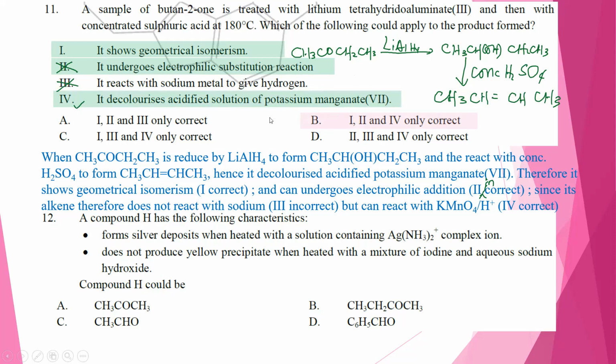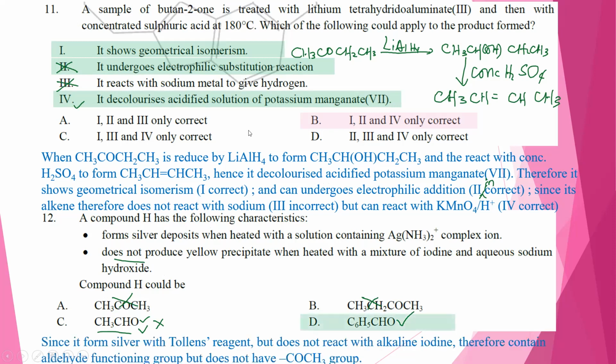Okay, number 12. Compound H has the following characteristic: forms silver deposit when heated with a solution of silver nitrate. That means it can be an aldehyde. So the answer may be C or D. A and D are already out for our choice here. Do not produce yellow precipitate when we add this one. The iodoform test is very specific for this. But since it said that it does not produce, it means that C is not the answer. So that is for question number 12.